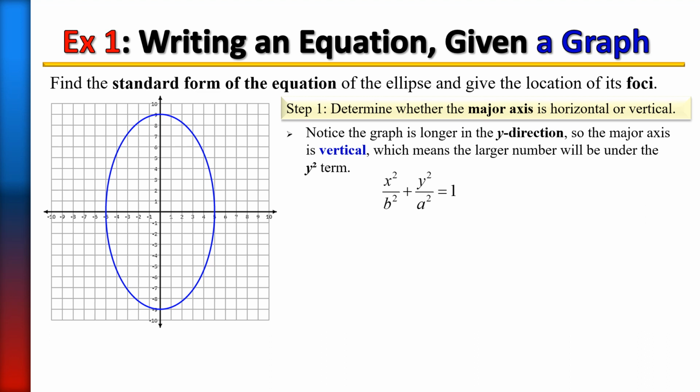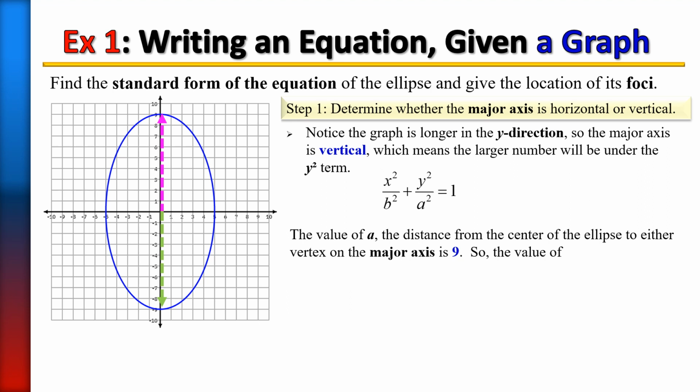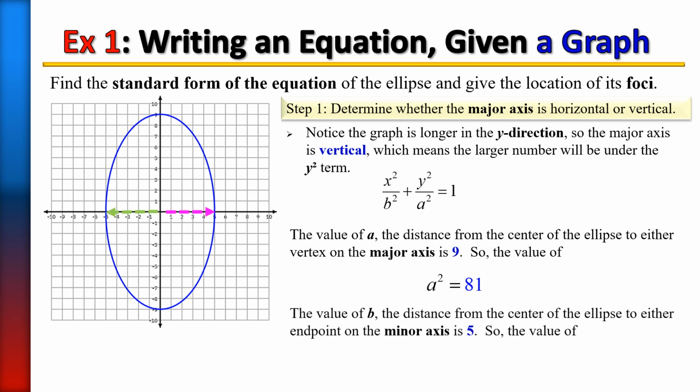Now to find the value of a on the major axis, if we count from the center to the endpoints, it's about 9 units in each direction, up and down. So a squared will be 9 squared, which is 81. For b, the minor axis, the distance from the center to the endpoints is 5 in both directions. So when we square that, we get 25.